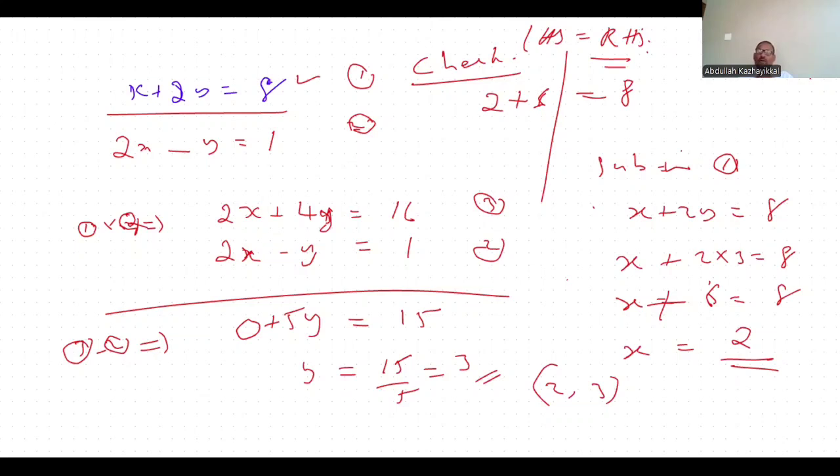write 3 examples of a pair of linear equations in two variables and solve them. Try to write examples of intersecting lines. That means a1 by a2 is not equal to b1 by b2.